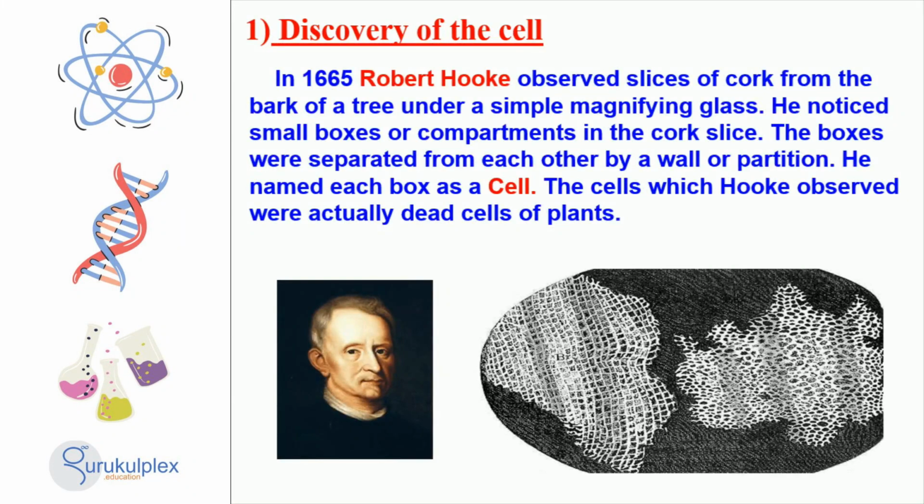Using a simple magnifying glass, Hooke observed slices of cork and noticed small compartments separated by a wall or partition. He aptly named these compartments cells. Though the cells Hooke observed were from dead cork of a tree, his discovery paved the way for understanding the structure of both plant and animal cells, and the comparison between them.